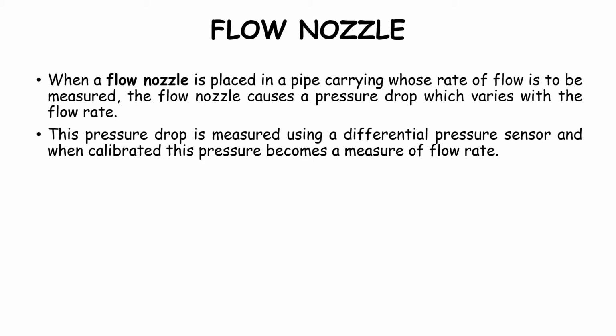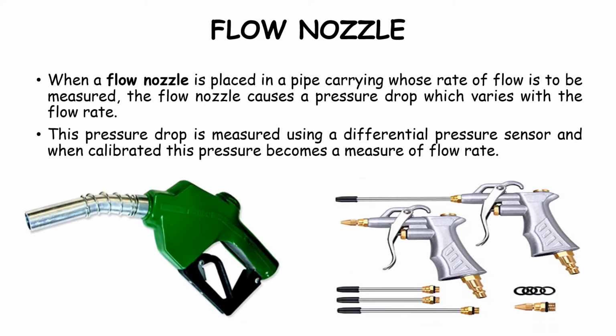When a flow nozzle is placed in a pipe carrying fluid whose rate of flow is to be measured, the flow nozzle causes a pressure drop which varies with the flow rate. This pressure drop is measured using a differential pressure sensor, and when calibrated, this pressure becomes a measure of flow rate. Now I'll just show you how a practical flow nozzle would look, which in our day-to-day lives you would have seen in our petrol pumps to pump petrol or diesel into different vehicles.